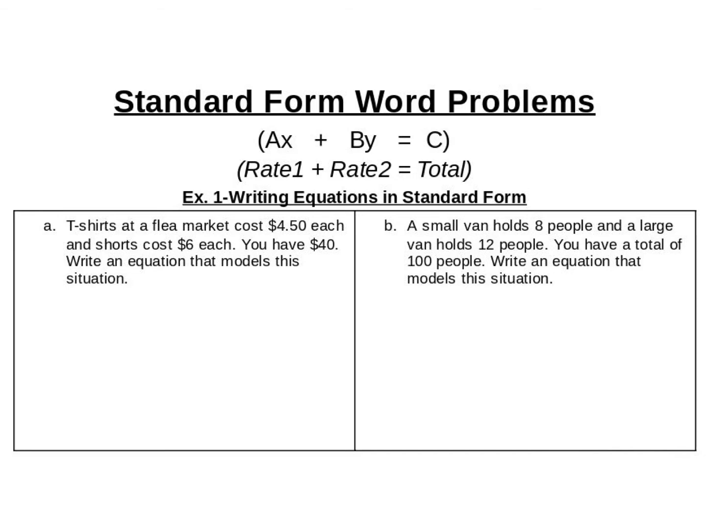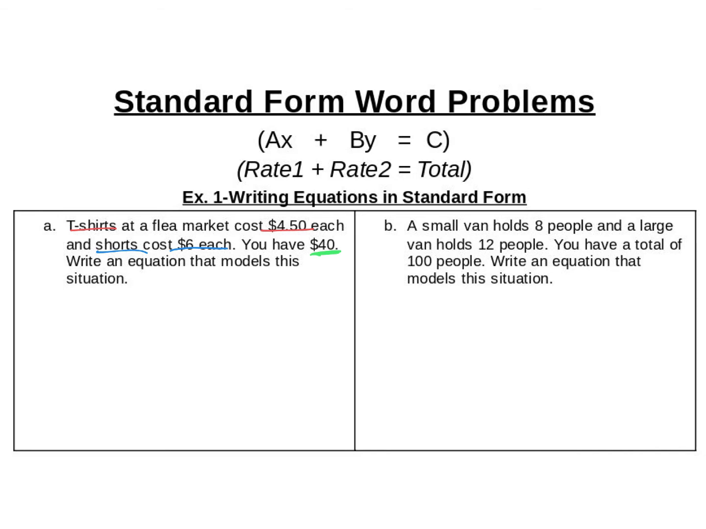So if we have t-shirts at a flea market that cost $4.50 each, and we have shorts that cost $6 each, and you have $40, write an equation that would model this situation. So the first thing we have, we have a cost of $4.50 for our t-shirts, and we also have $6 for a pair of shorts. And then of course we're going to be looking at our total, which is 40.